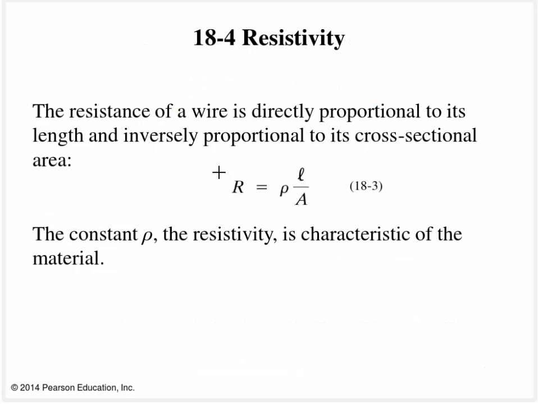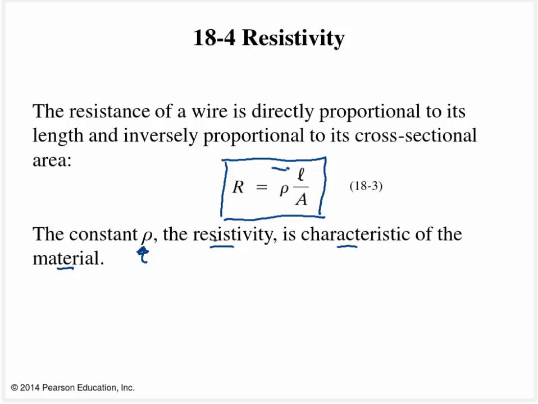Now it turns out that wires made of the same material but with different lengths or different areas are going to have different resistances. And what we can do is write the resistance as a function of some constant, its resistivity, which is going to be a characteristic of the material. So for example, copper is going to have some resistivity, aluminum is going to have another, silver another, and so on and so forth. So this is a property of the material itself. All copper will have the same resistivity. All aluminum will have the same resistivity.